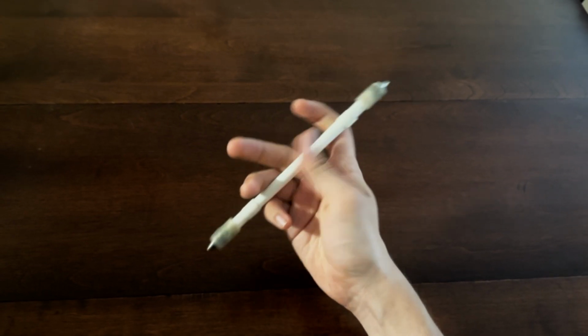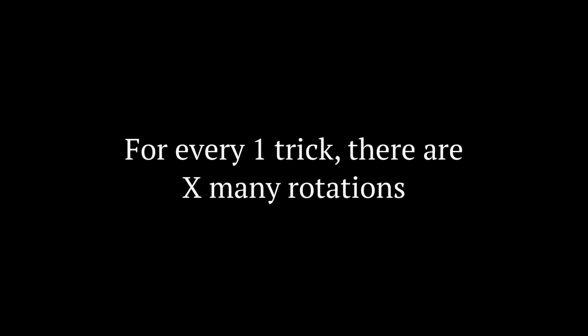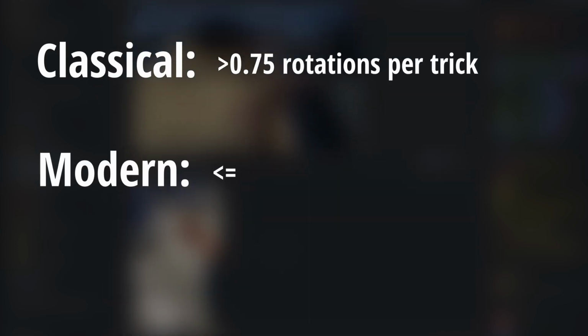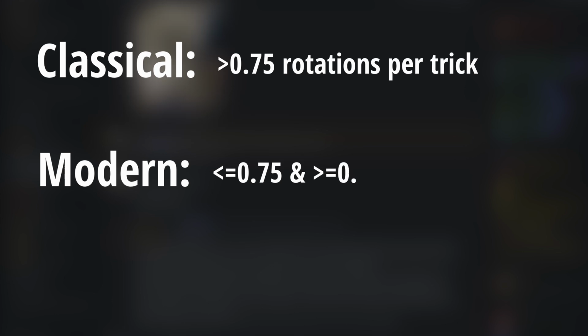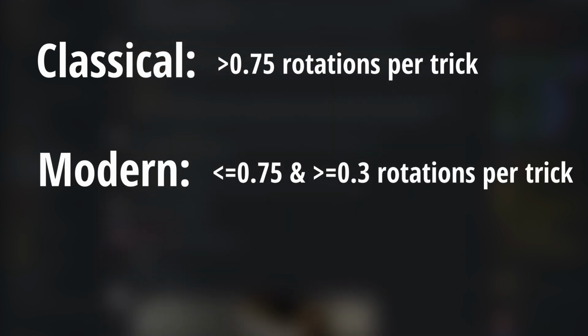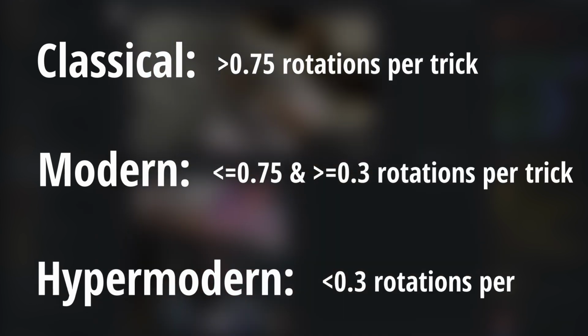Now that you know how to count rotations and how to count tricks, you might be wondering, how does this actually apply to classical, modern, and hypermodern? Well, that's where the final part, per, comes in. Per completes the phrase to be rotations per trick, meaning for every one trick, there are X many rotations. Now let's go back to the definitions. Classical means there are more than 0.75 rotations per trick, modern is less than or equal to 0.75 and more than or equal to 0.3 rotations per trick, and hypermodern is less than 0.3 rotations per trick.